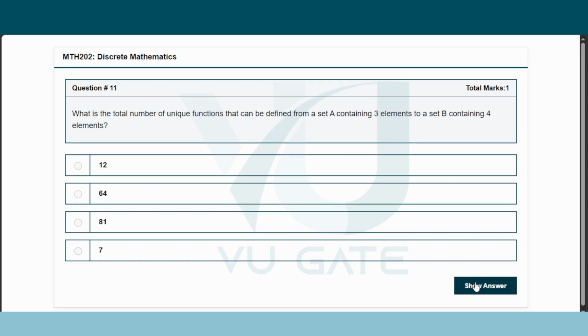Question number 11. What is the total number of unique functions that can be defined from a set A containing 3 elements to a set B containing 4 elements? The correct answer is 64.